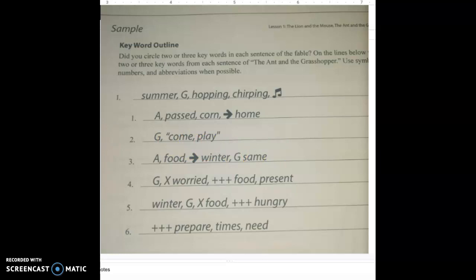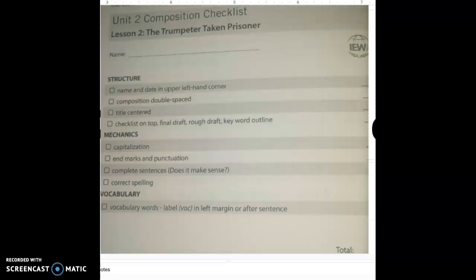Okay, then we move into Unit 2 of IEW, still Unit 1 for our school. And in this unit, we are focusing mostly on how to use our checklists. So this is a very early checklist. You'll notice on here we've got structure, we have mechanics, and we have vocabulary. We do not have anything regarding style yet. This is just to get them used to using a checklist.